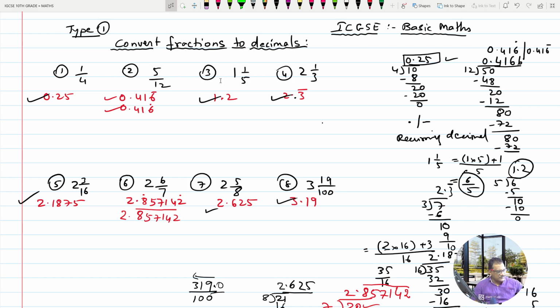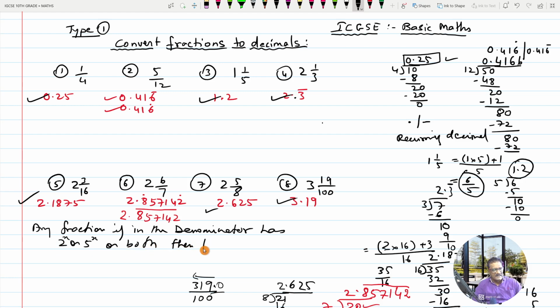Here is one thing I would like to tell you, a very good observation that I want to share with you. Any fraction, if the denominator has something like 2 raised to x or 5 raised to x, a power of 2 or a power of 5, or both, then that fraction is always going to be a terminating fraction.